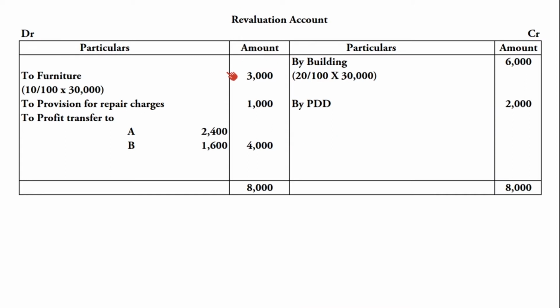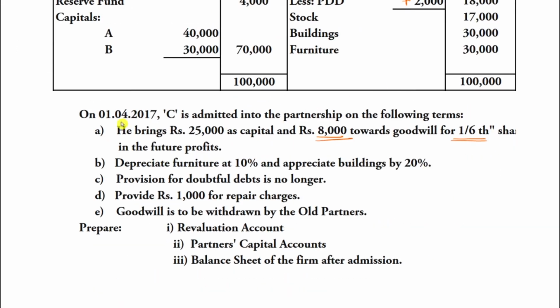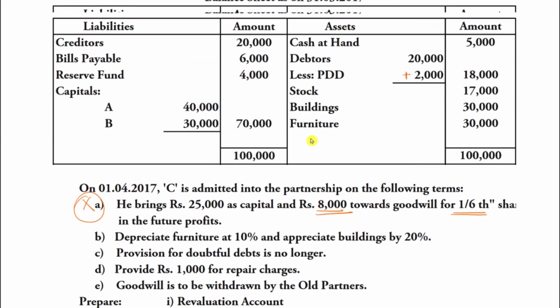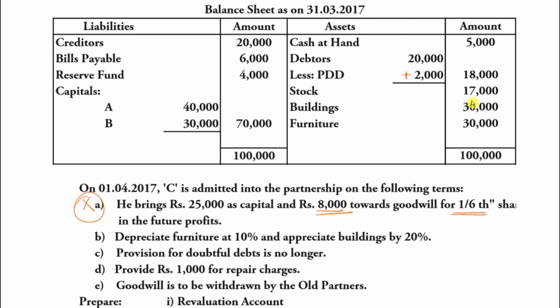So this is the problem, and we'll solve it. First of all, we need to prepare the revaluation account. As usual, the revaluation account heading, debit side, credit side, particulars, amount. After you set up everything, get back to the adjustments. The first adjustment belongs to the partners' capital account, so this is not the right time for that adjustment. We'll check the second adjustment: depreciate furniture by 10% and appreciate building by 20%. So the building will be appreciated by 20% and the furniture will be reduced by 10%.